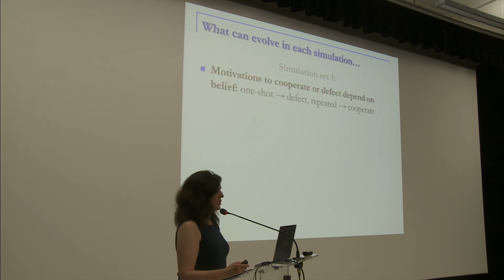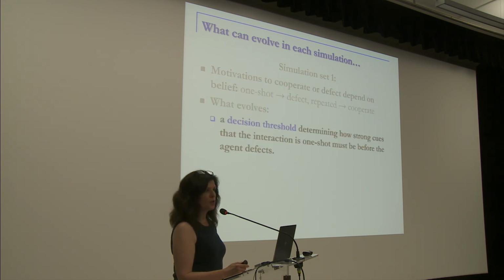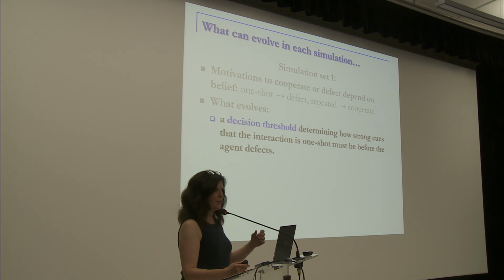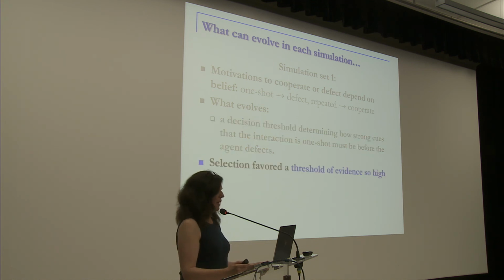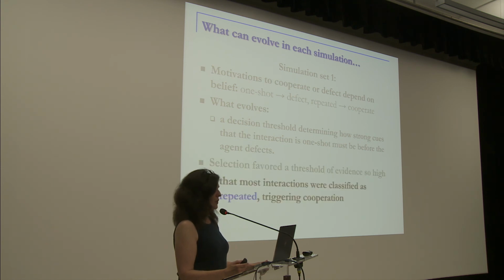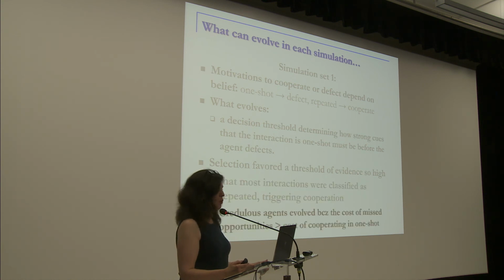So in one set of simulations, the motivations to cooperate or defect depended on that belief. And what evolves is a decision threshold determining how strong the Q summary has to be in order to classify the interaction as one-shot, therefore I should defect. And what happened was that selection favored a threshold of evidence so high that most interactions were classified as repeated, triggering cooperation, even if they were one-shot. So credulous agents evolved because the fitness cost of missed opportunities was so much greater than the cost of cooperating wrongly in a one-shot interaction.